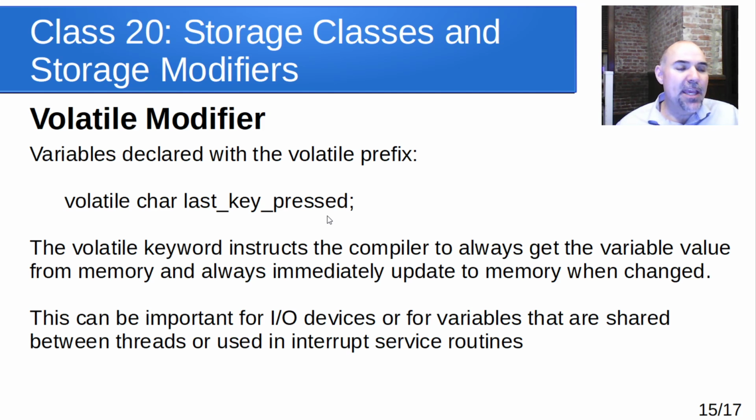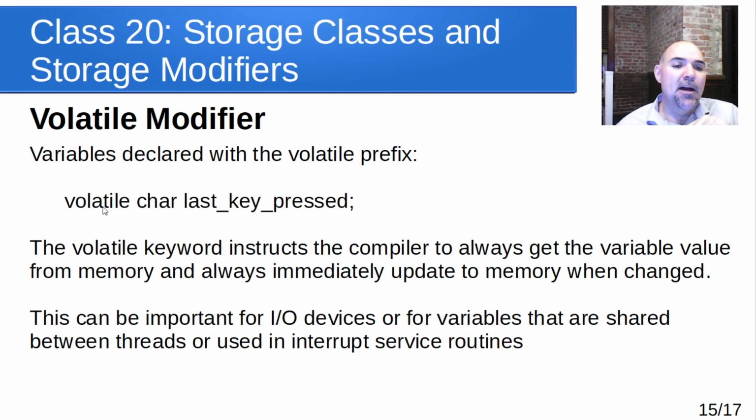Well, if you have that cached in a register because the optimizer decided it would be faster that way, you could be typing keys and it would never actually change this other place in memory. So what volatile does is say, don't optimize this into a register. Always get it from memory. When it's changed, always put it right back in memory as soon as you're done.